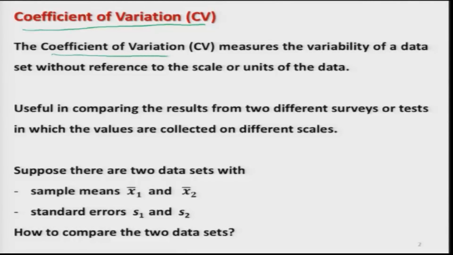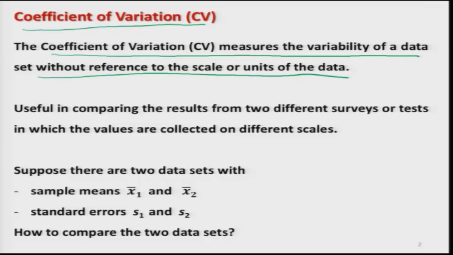The coefficient of variation measures the variability of a data set without reference to the scale or units of the data. What does this mean? Suppose I have two different data sets. One is measured in, say, centimeters and another is measured in, say, meters. In case you simply try to combine the means and variances of the two data sets and compare that, it might be a little bit difficult.